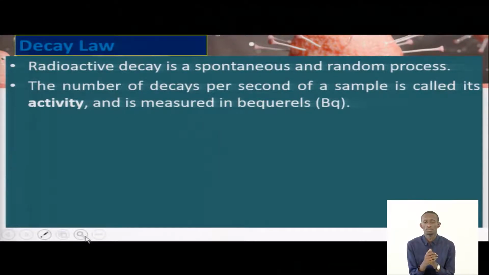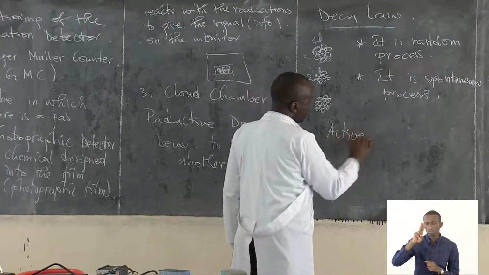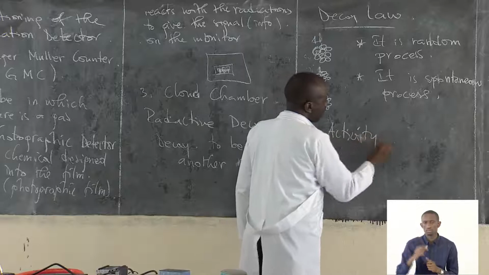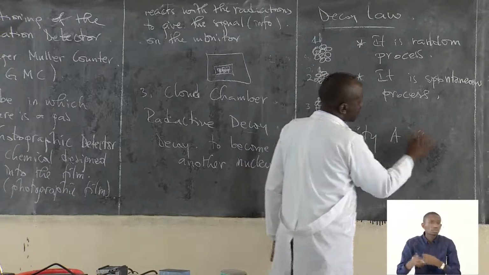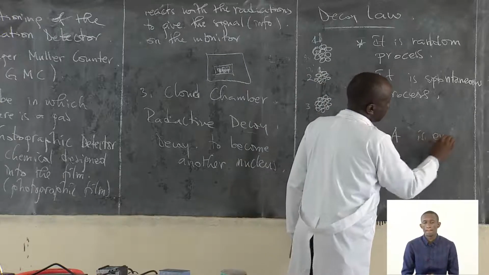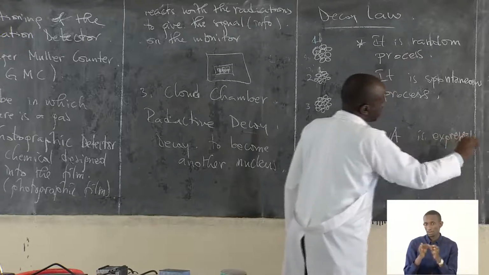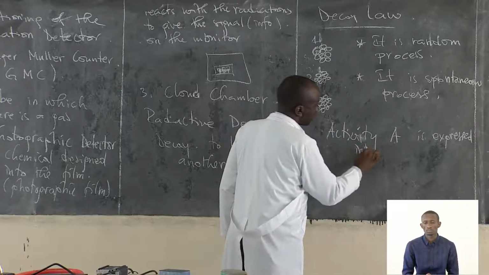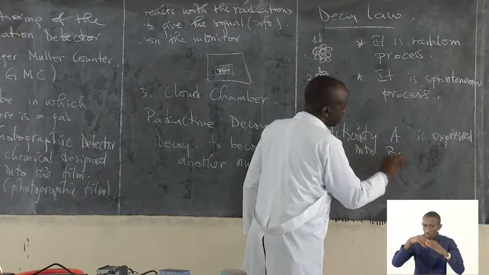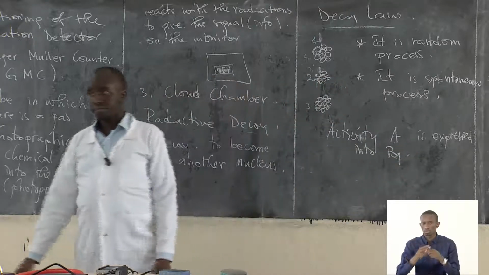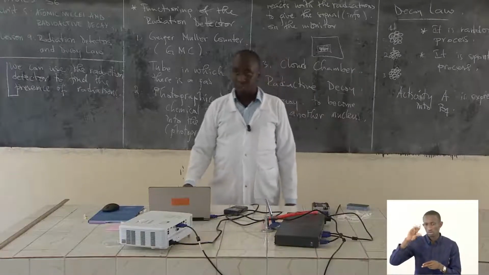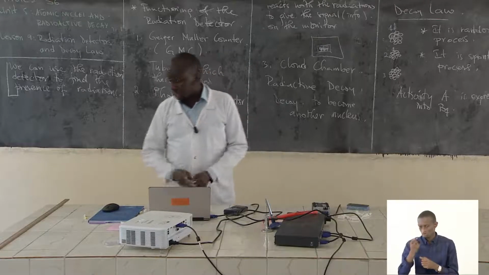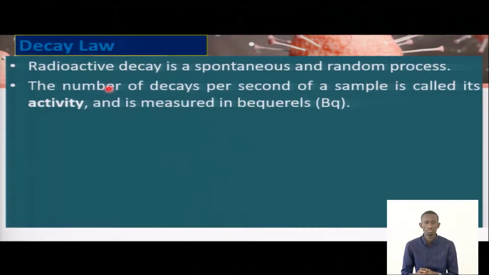So this is the unit of that. What we call activity, A, is expressed in becquerel. That is becquerel. Okay? So this is the unit of activity. Remember, it is what we are saying as the number of decays per second.